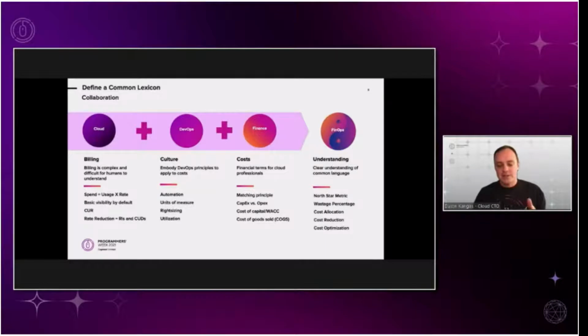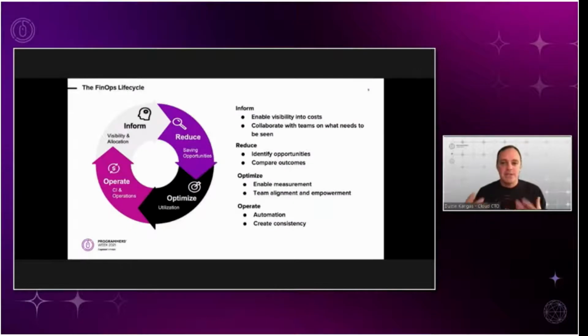And then we can define what that looks like overall and grade teams on it in a way that says, okay, it's a percentage. So it doesn't matter if one team's cost is $1 million and the other's $1,000. We can still measure our potential savings through the wasted percentage. And then we'll talk more about cost allocation, reduction and optimization as we learn more about the FinOps lifecycle. So that brings us to the FinOps lifecycle.